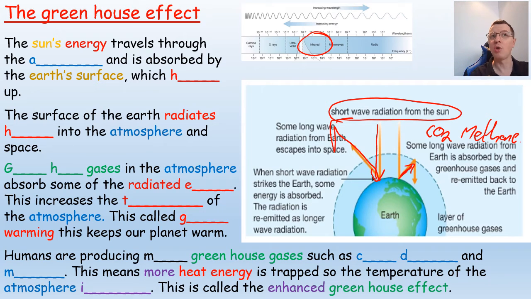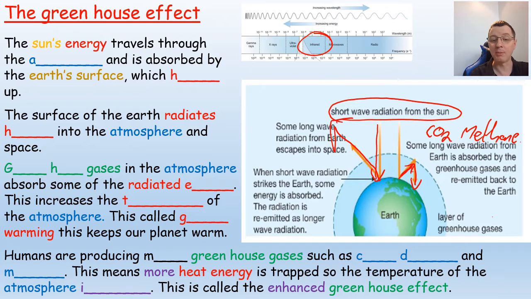And those gases will heat up and trap that heat radiation and then re-emit that radiation back down to the planet's surface and so warm the planet. So this is known as the greenhouse effect, and it keeps our planet warm. Now, the problem that we have currently is the level of these greenhouse gases are now increasing. We as a species, humans, are producing more and more carbon dioxide and methane, and this means that more and more heat energy is being trapped.